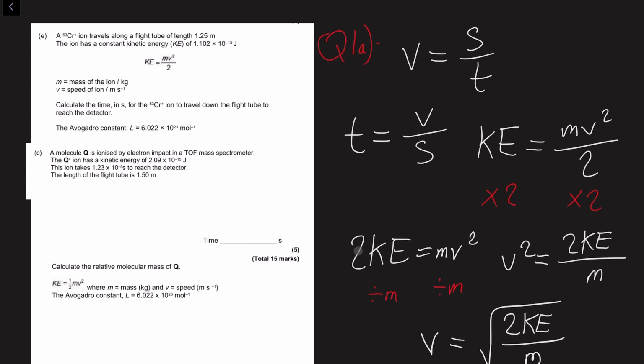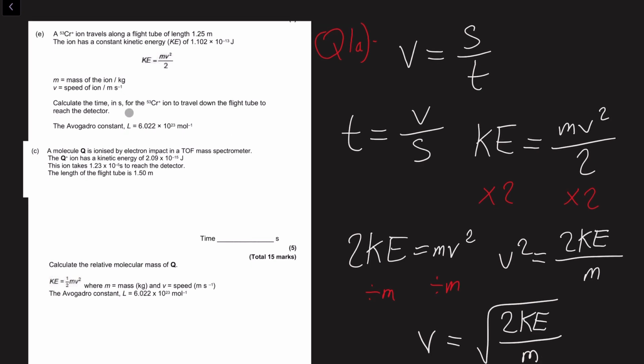So the problem here is we don't have the mass in kilograms. All we're given is the mass number of the chromium ion, which is 53, as you can see right there. So what we do now is we divide this 53 by the Avogadro constant L. I'm just going to write 53 divided by L, but on your calculator you need to do 53 divided by this number here, and that will give you the mass of the chromium ion in grams. We'll have to divide that afterwards by 1000. That will give us the mass in kilograms, because that's what we need here to get velocity.